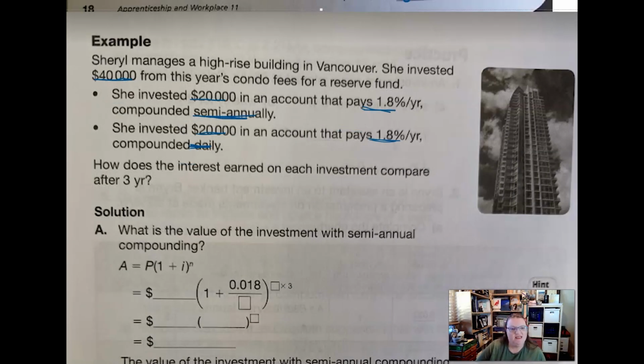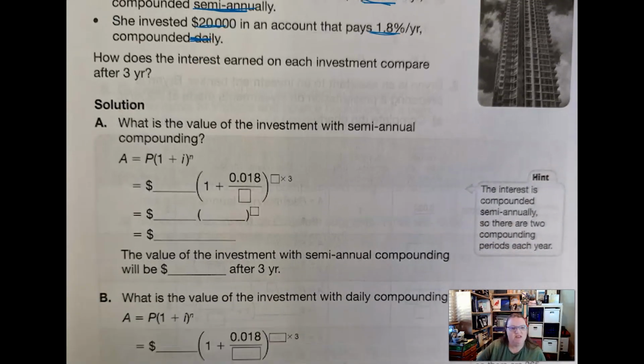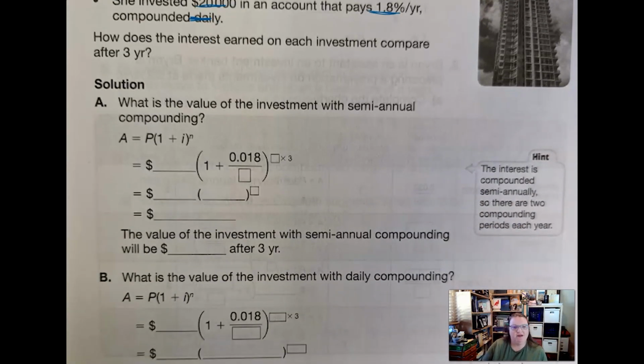Solution A, what is the value of the investment with semi-annual compounding? All right, so this is the first example. So we've got our compound interest formula. Our amount is our principal times, in the brackets, 1 plus your i for your interest, and then your n for the number of times. And this is where it's going to come in differently because of your compound periods.